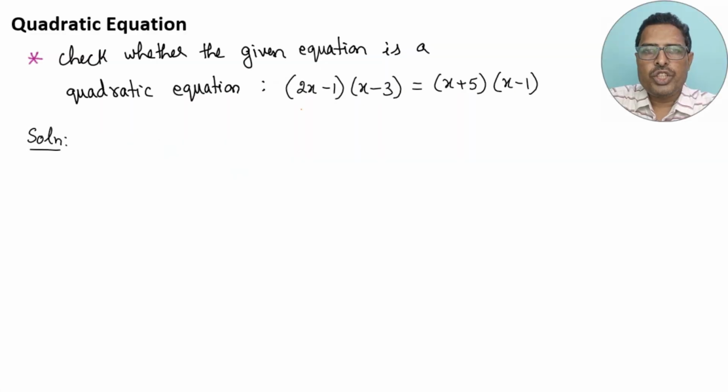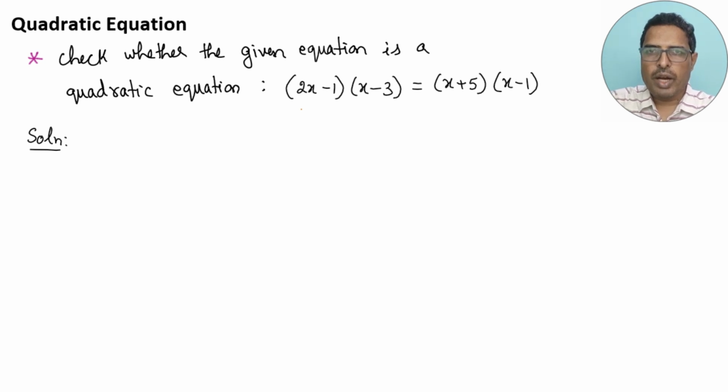The question is, check whether the given equation is a quadratic equation. So this is the equation that is given: (2x minus 1) times (x minus 3) is equal to (x plus 5) times (x minus 1). Let us try to expand this on the left hand side as well as on the right hand side and check whether this equation can be reduced to a quadratic equation or not. In the previous video also we have seen a similar type of example. You can just watch my previous video for such type of examples.